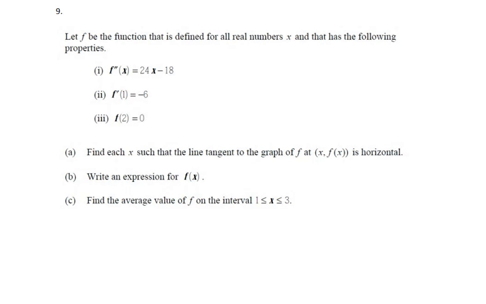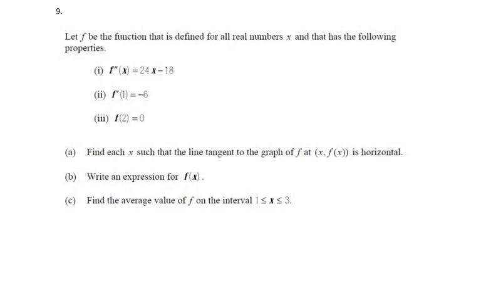In problem number 9, we have f as a function defined for all real numbers that has the following properties. We know that the second derivative is 24x minus 18. We know that the first derivative is negative 6 when x is equal to 1. So we should be able to go from the second derivative to the first derivative. We know that the original function is 0 when x is 2. So we'll be able to go from the first derivative down to the original function.